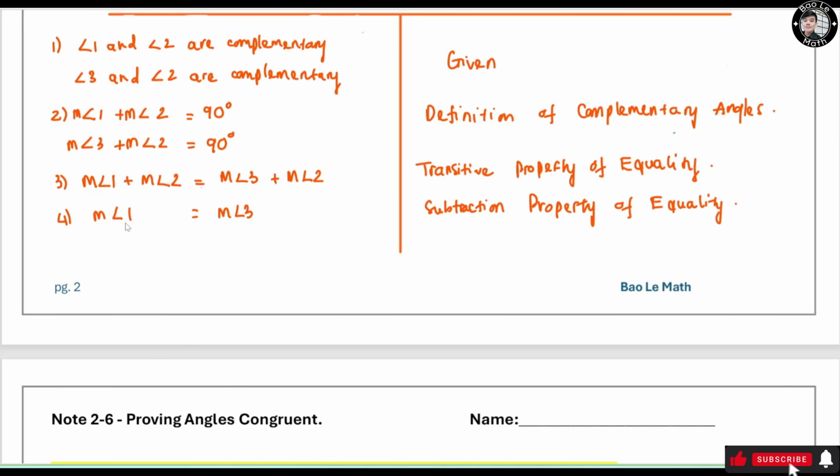Since the measure of angle 1 equals the measure of angle 3, we have angle 1 congruent to angle 3, since angles with the same measure are congruent.